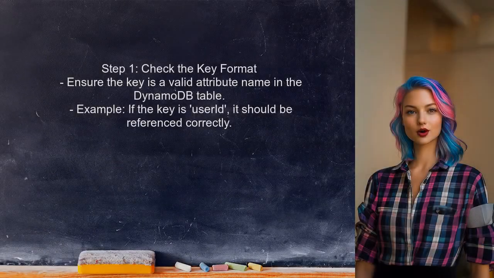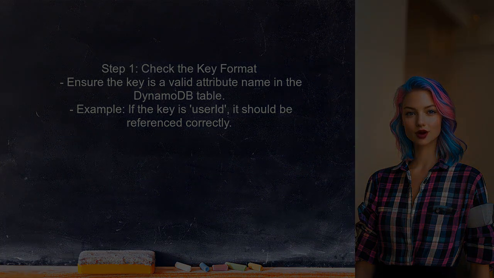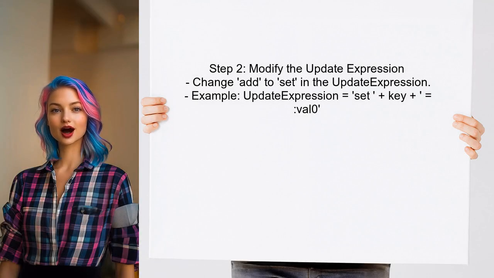To resolve the issue, the user should first ensure that the key used in the update expression is correctly formatted. The key must be a valid attribute name in the DynamoDB table. Next, the user needs to modify the update expression. Instead of using the add operation, which is typically used for numbers, the user should use set for string sets.